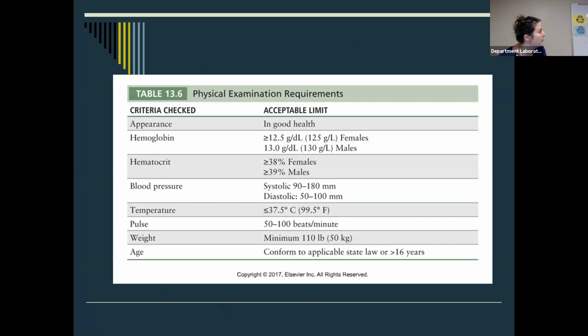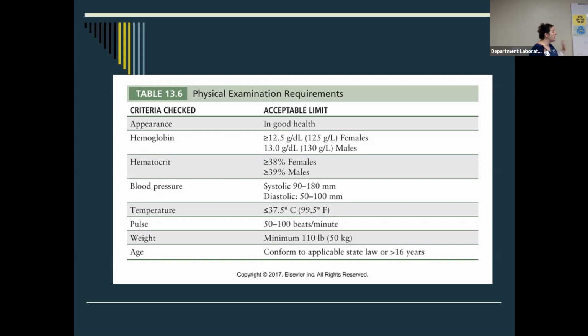So I took this chart from your textbook. It kind of just outlines all of the physical examination requirements. Appearance, again, you want your donor to be appearing to be in good health, no fever, no disorientation, no visible needle marks on the arms, and then your hemoglobin and hematocrit. Most places are going to do a hemoglobin determination. They'll do the copper sulfate. I don't know if any of you guys have ever donated. They usually do like a finger stick. They'll take a drop of blood and drop it in the copper sulfate to see if it falls, to see if your hemoglobin is high enough.